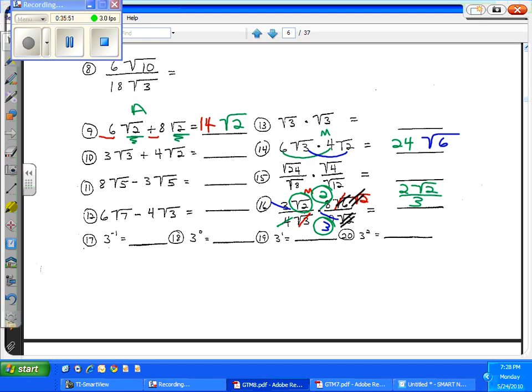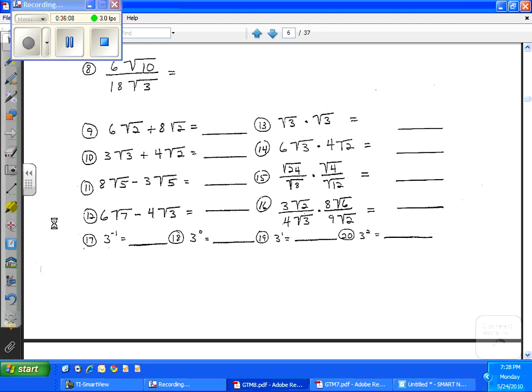That 6 is actually gone there. It's not slashed real good. 2 square root 2 over 3. Will anything reduce? Nope. Radical breakdown? Nope. Fraction inside the radical? Nope. Radical in the denominator? Nope. So that's it. Okay?